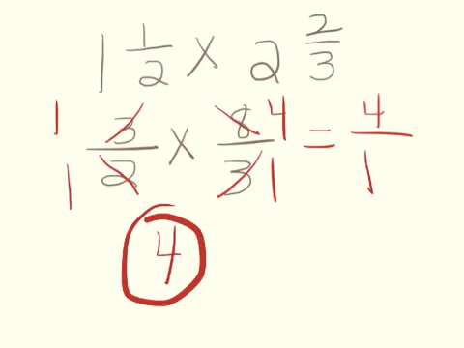Now, if I wanted to multiply this without cross-canceling, I could do that as well. I could have said 3 times 8 is 24, and 2 times 3 is 6. And then when I divide, because remember the fraction bar means divide, 24 divided by 6 is 4, so you can see we get the same answer.